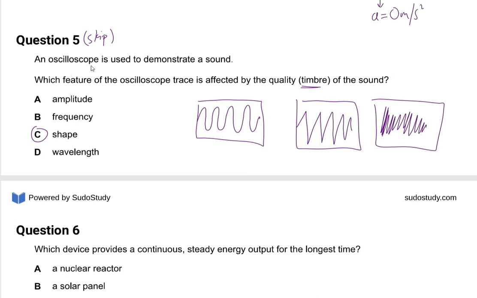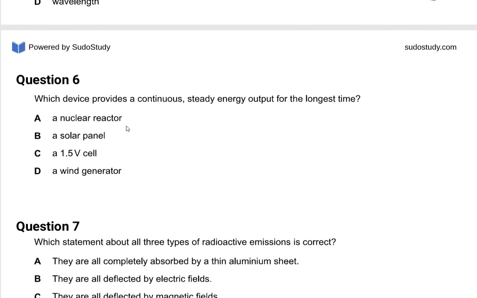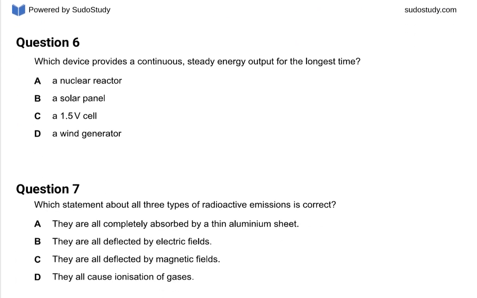An oscilloscope is used to demonstrate sound. Which feature of the oscilloscope trace is affected by the quality of the timbre of the sound? This is the shape. Which feature is affected? The shape is affected. So if the sound is, let's say, louder, then you're going to see it in the shape, and so on and so forth. Yeah, the shape will be affected. Let's move to the next one.